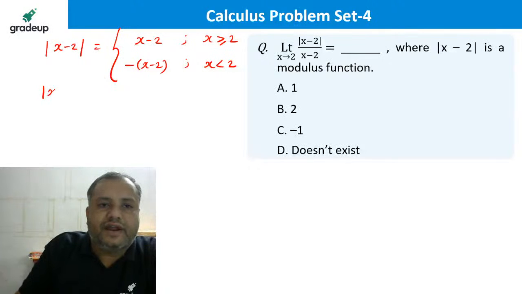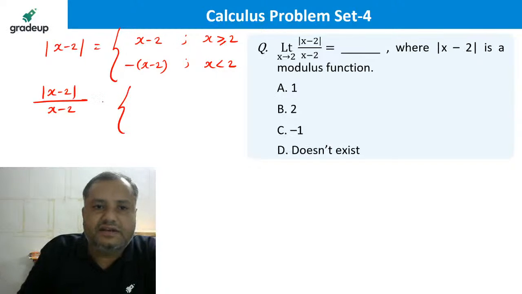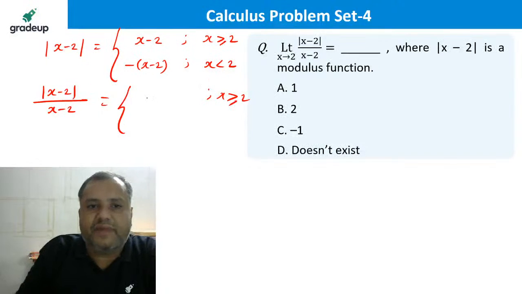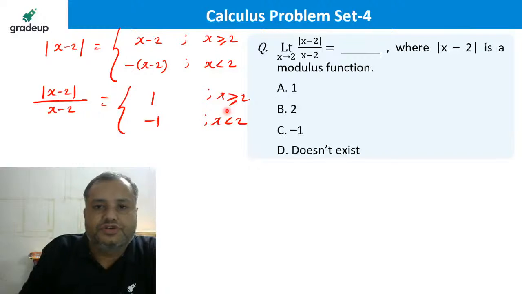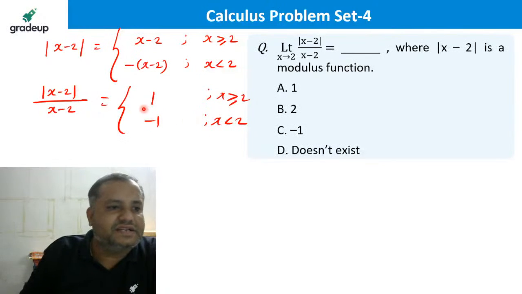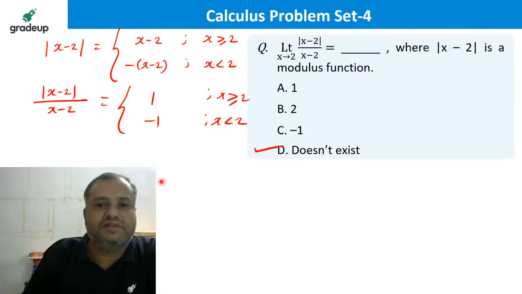So when you divide mod of x minus 2 upon x minus 2, surely we can say that for x greater than or equal to 2, this x minus 2 divided by x minus 2 will be 1. And for x less than 2, this will be minus 1. So ultimately, again I can say that the left hand limit and right hand limits are not equal, therefore limit does not exist.